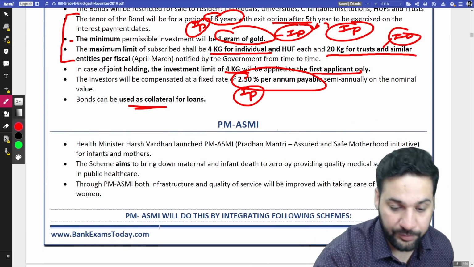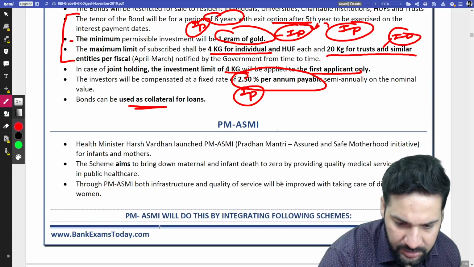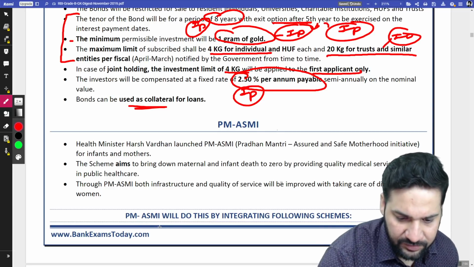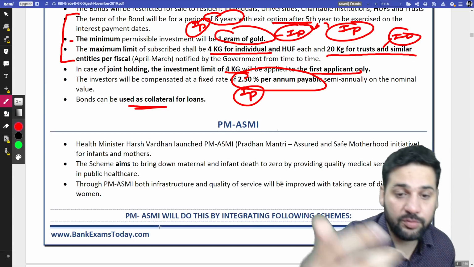The next scheme, PM ASMI. I hope I am not going too fast. Still, it will be very helpful. You can do a video analysis of each month of RBI Grade B GK test in future. Yeah, I'll do that. Don't worry.